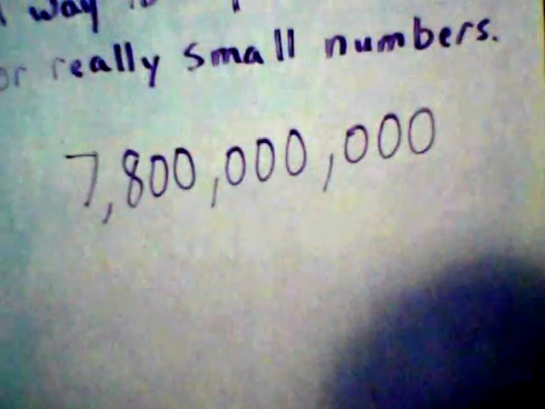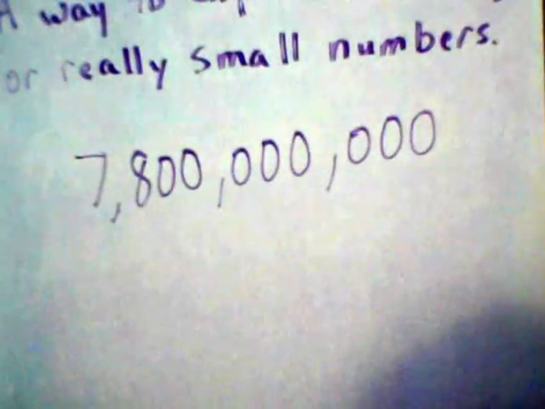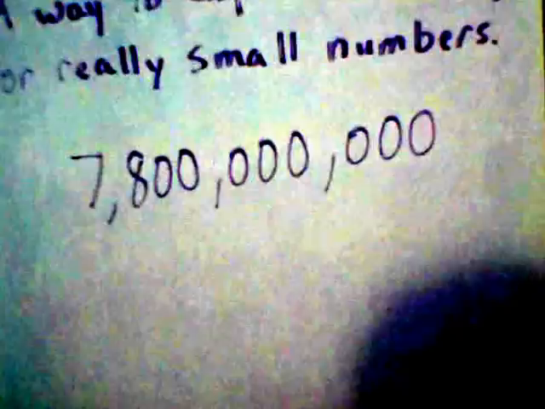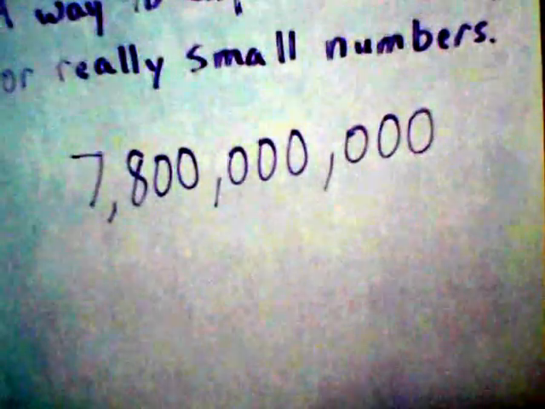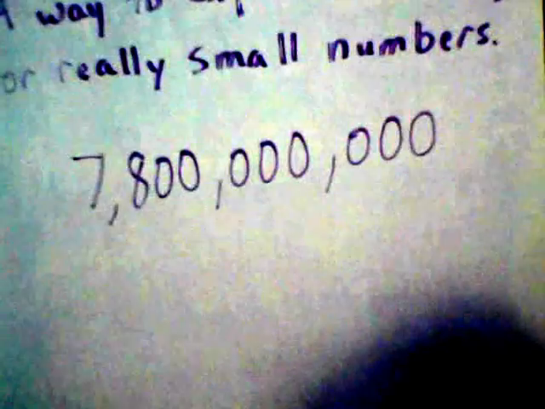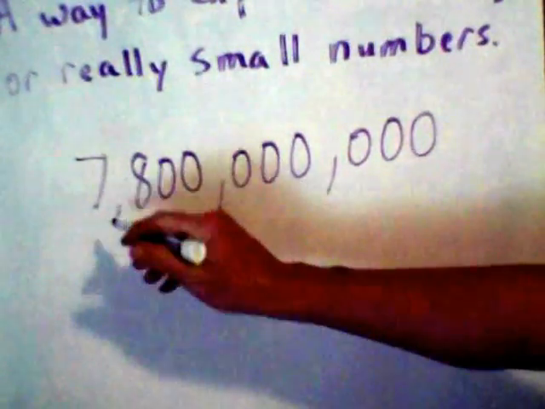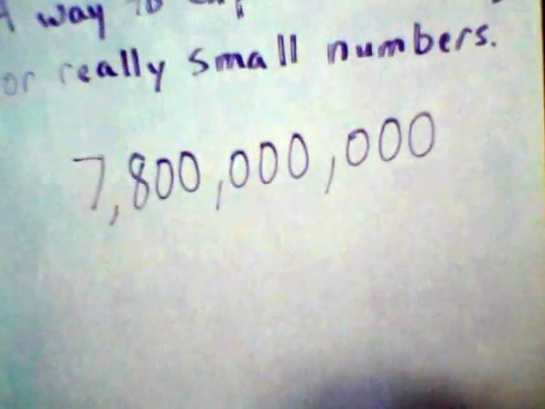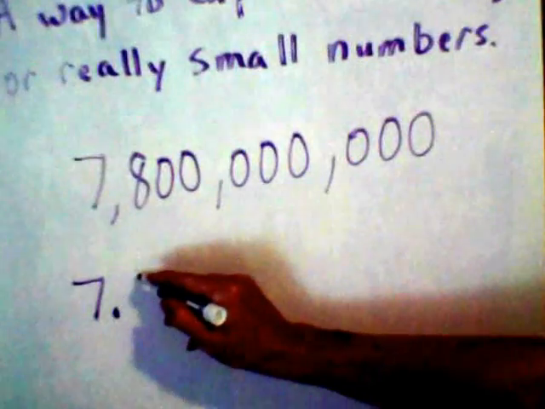There's an easier way to write this, and if you were a scientist or a mathematician, you wouldn't want to write all these zeros all the time because there's a chance you might leave one off. It leads to errors, which could be major problems. So the first thing I'm looking for is I need a number from 1 to 10, but not including 10. And the way you get that is you look at the first numbers. I've got 7 and I've got an 8. And I'm going to make that 7.8.